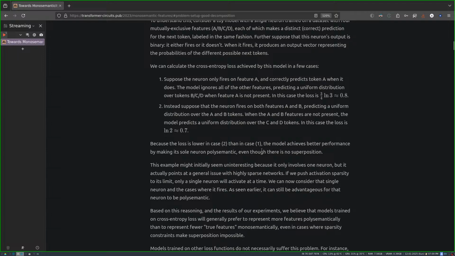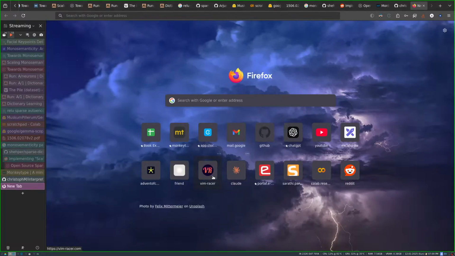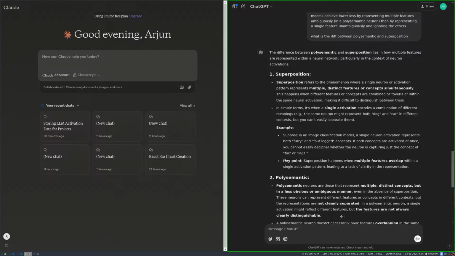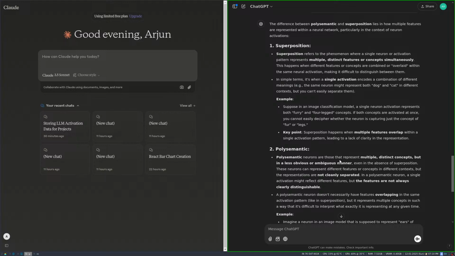What is the difference between superposition and polysemantic? I think I'm still confused there. Multiple distinct feature concepts simultaneously overlaid within the same neuron activation. Distinct concepts in a less obvious or ambiguous manner. Even in the absence of this, the neuron can represent features, but these representations are not clearly separated.